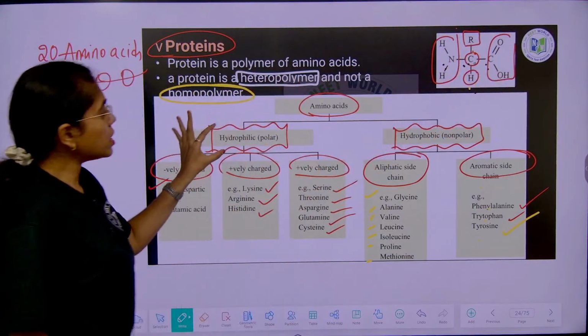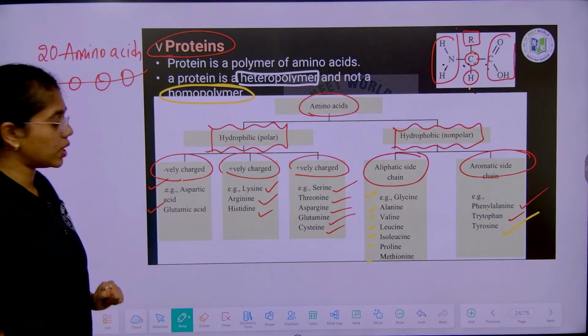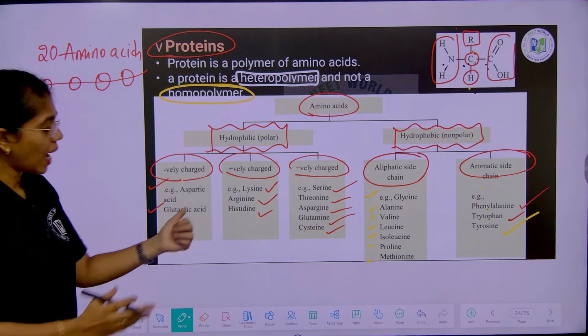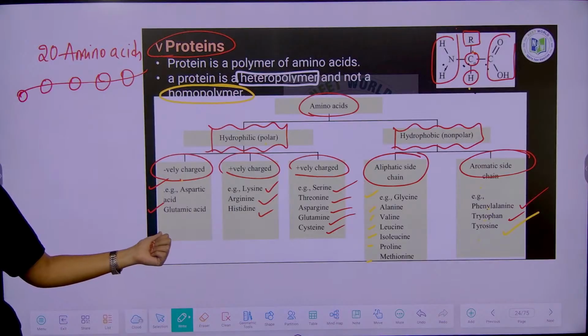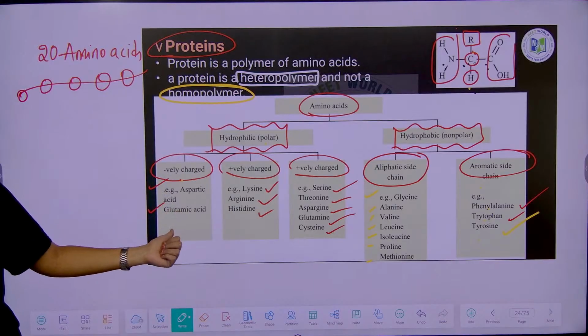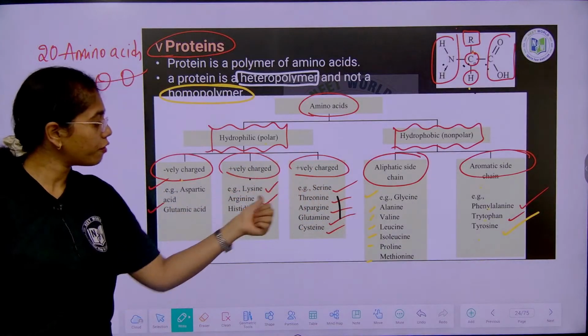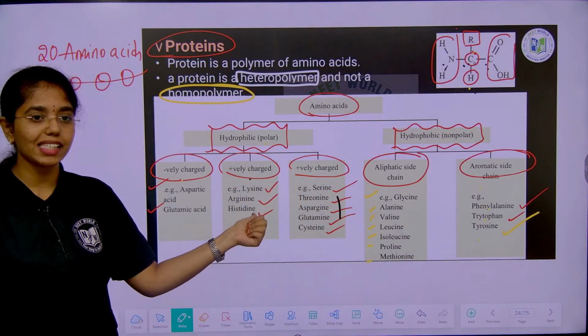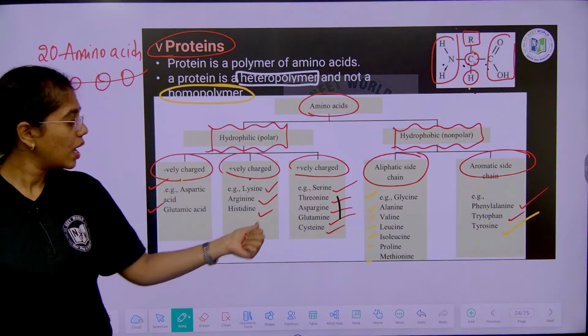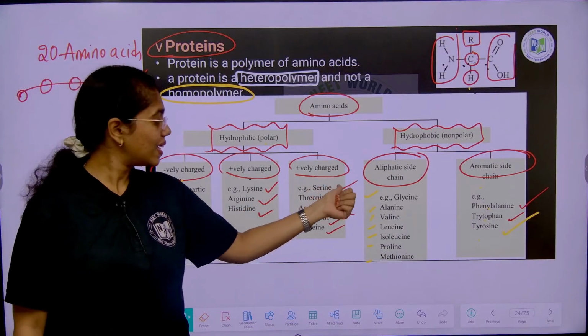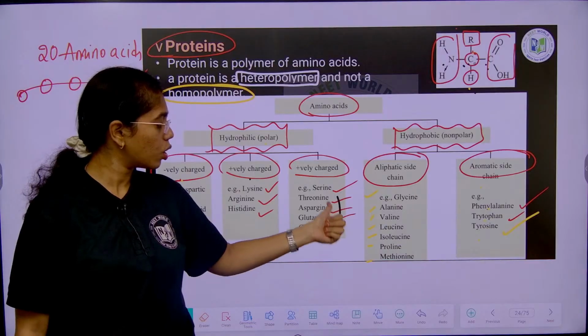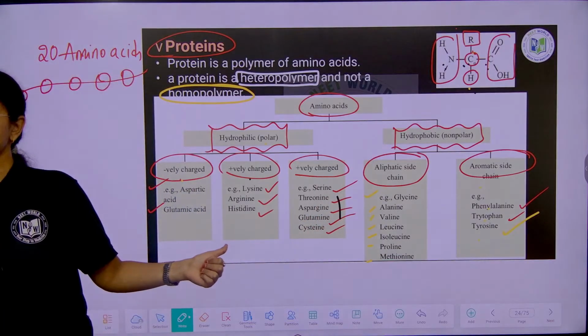And first, hydrophilic polar amino acids we will see. Negatively charged: aspartic acid and glutamic acid. So these are acidic, right? And positively charged includes lysine, arginine, histidine, which you already know. This you have to remember, beta. Then serine, threonine, asparagine, glutamine and cysteine, right?